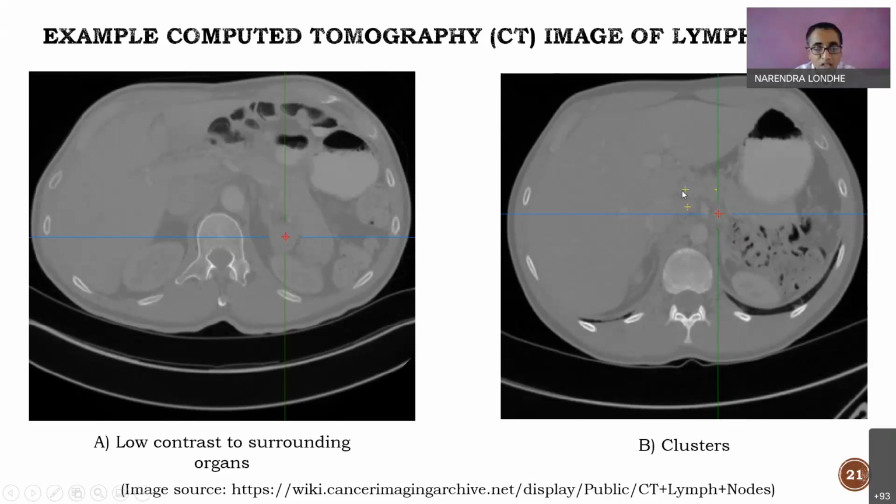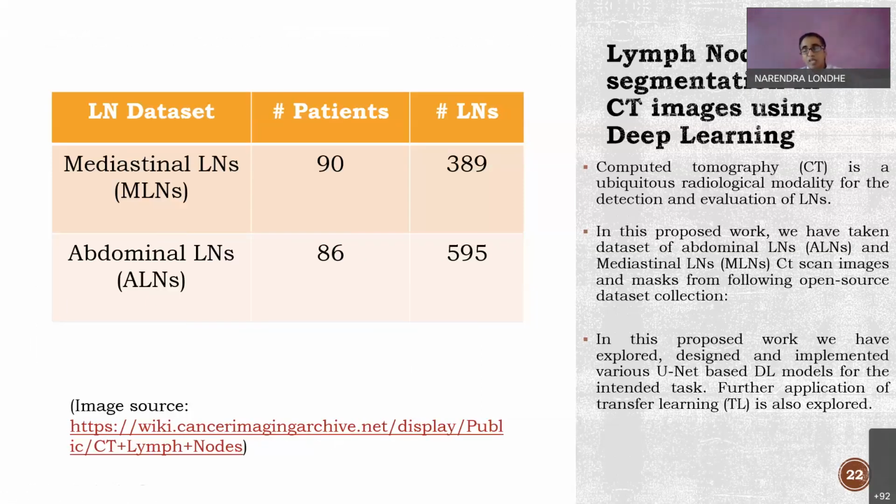So there is a very high possible rate that this also gets missegmented or misdetected. Okay, so we have taken one image data set here for the lymph nodes, a CT image data set, for this experimentation. It has mediastinal lymph nodes of 90 patients with a total of 389 lymph node images. And for abdominal lymph nodes, from 86 patients, they have a data set of 595 lymph nodes.